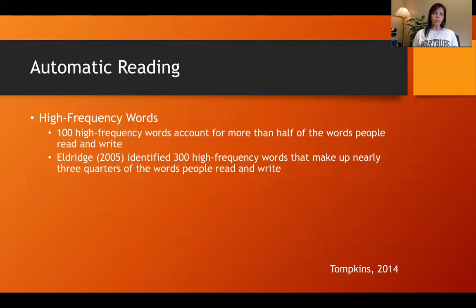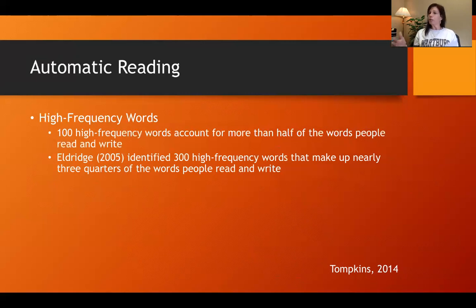Okay, when we get into automatic reading, the second contributing factor, the first 100 words are learned in 1st grade, and they have 300 words by 2nd or 3rd grade. The 100 high-frequency words that are learned by 1st grade account for more than half of the words people read and write. So a lot of times in classrooms, you'll see word walls, and in the beginning years, you see a lot of those 100 high-frequency words.